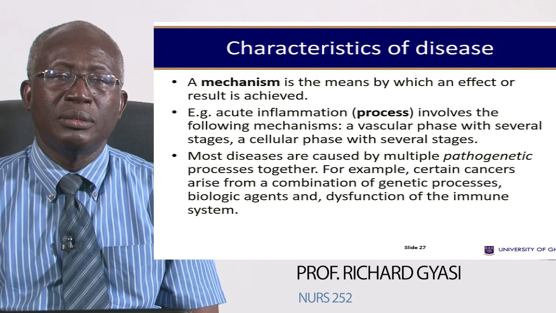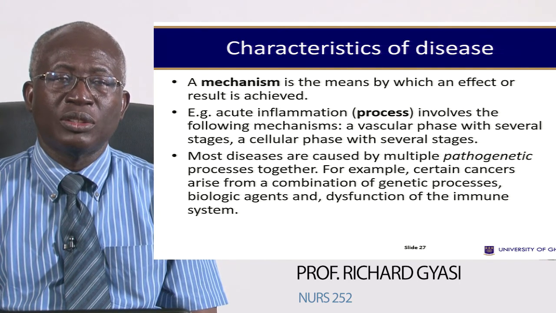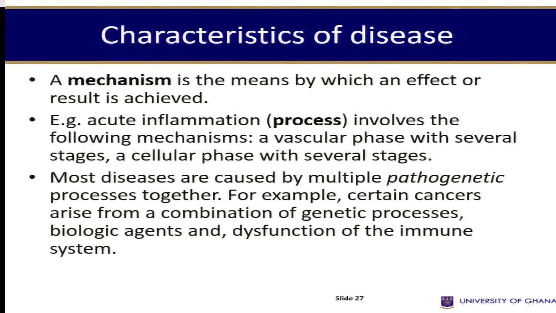A mechanism is a means by which effect or result is achieved. So pathogenesis is a mechanism. Example is acute inflammation. This is when you have a vascular phase with several stages and a cellular phase also with several stages.